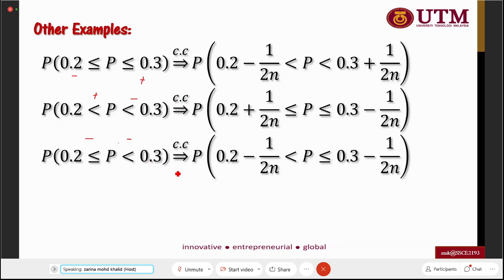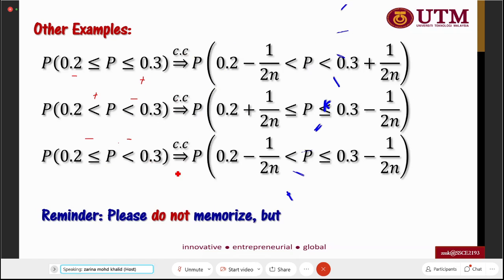What I can suggest, okay, please do not memorize, but think logically. Okay, you need to think logically. Okay, on this CC. Are you okay, guys?